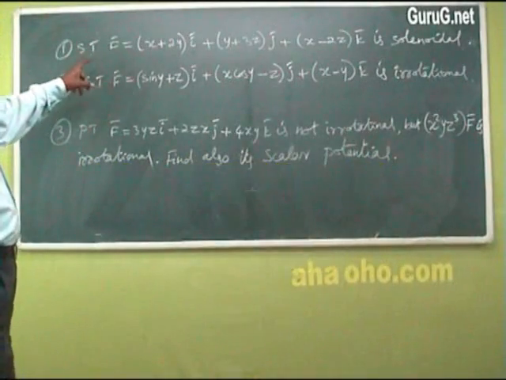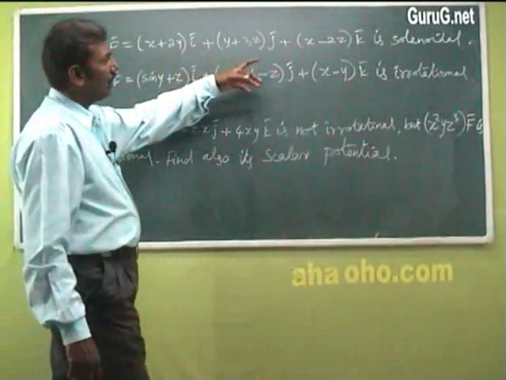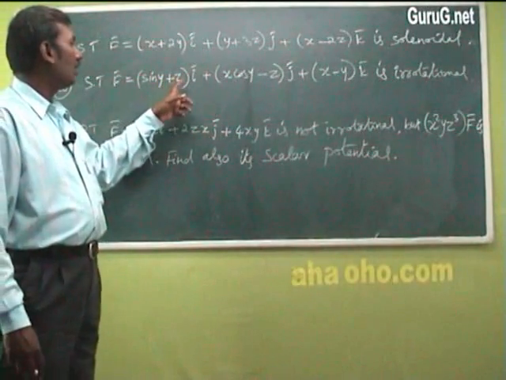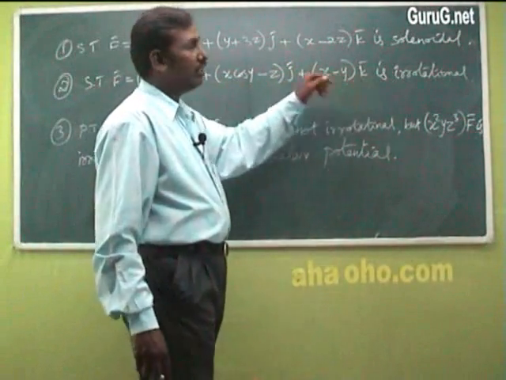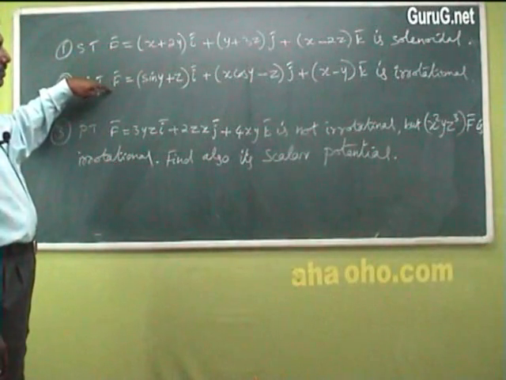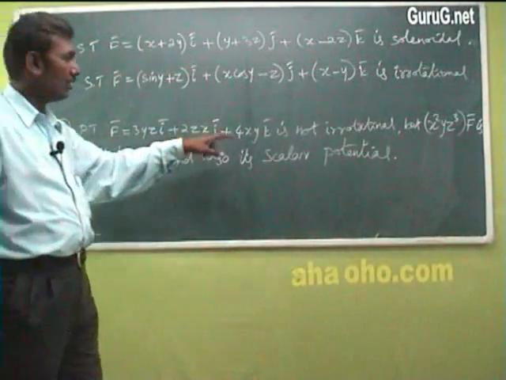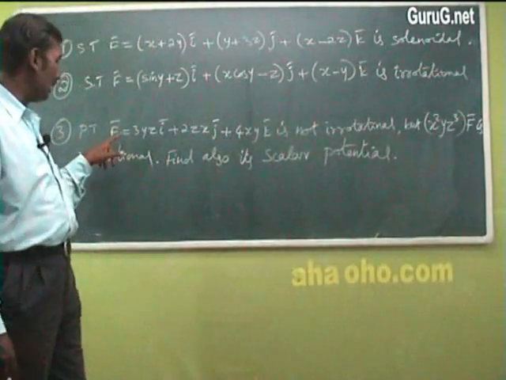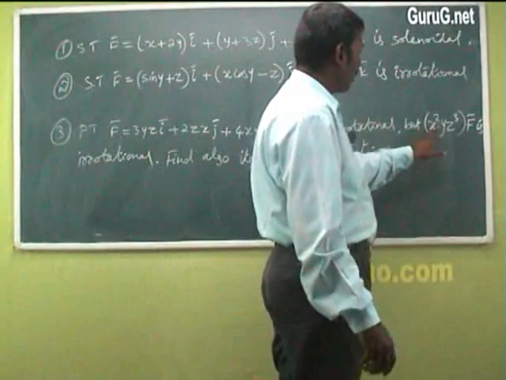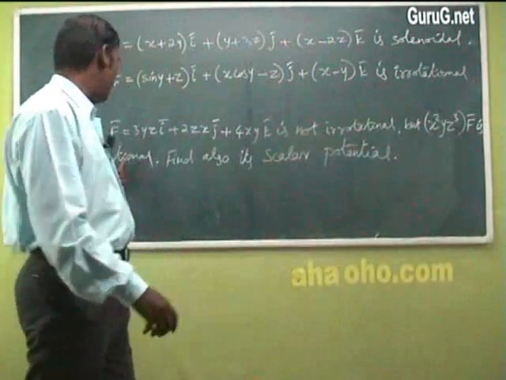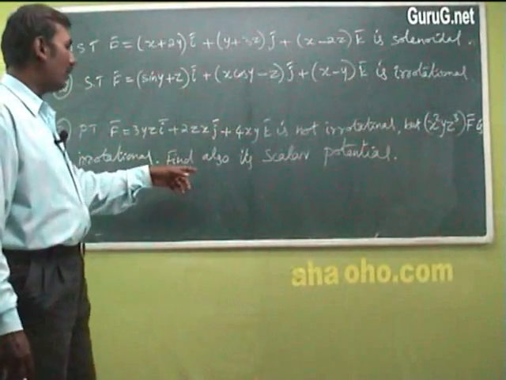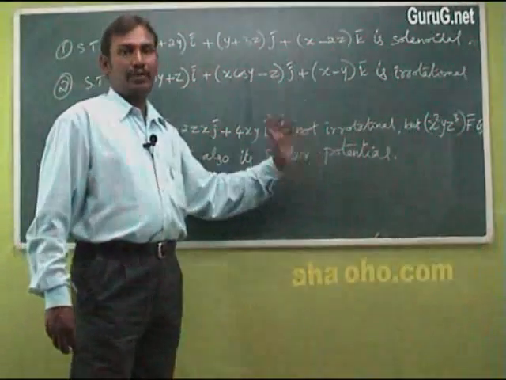Okay, try this problem. Show that the f vector is solenoidal. In the next problem, the f vector is sin y plus z in the i direction and so on, and show it is irrotational. In the first problem you have to prove del dot f equals 0. In the next, del cross f equals 0. Then here the f vector is not irrotational, so you have to prove del cross f is not equal to 0. Then you multiply each term of this f vector by x squared y z cube, and you may get irrotational. And then you find out the corresponding scalar potential, right?